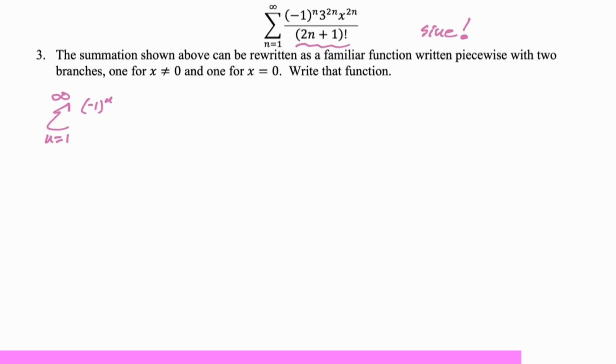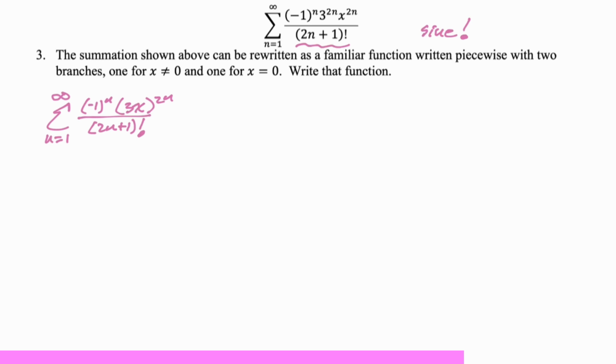So I'm going to take my original thing here. I have 3 to the 2n and x to the 2n, so I'm going to make that 3x to the 2n. We're trying to build it, trying to make it look like we want it to. And we still just have this 2n plus 1 factorial. We really want 3x to the 2n plus 1.